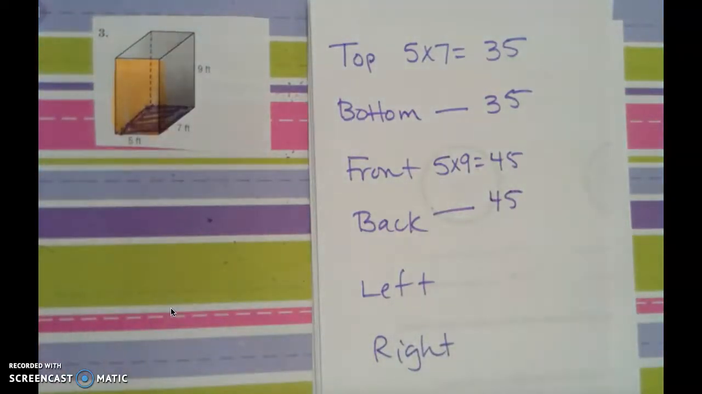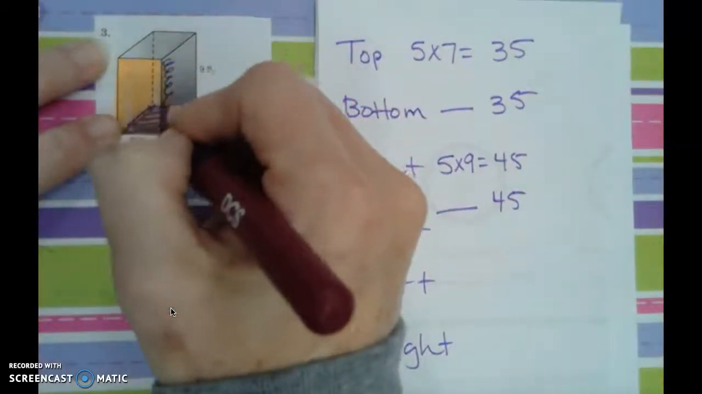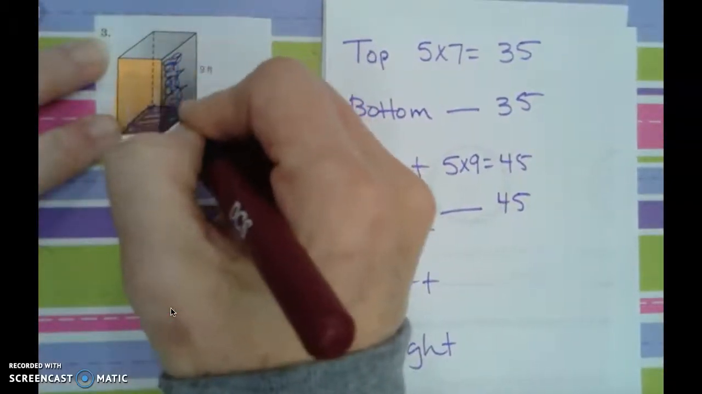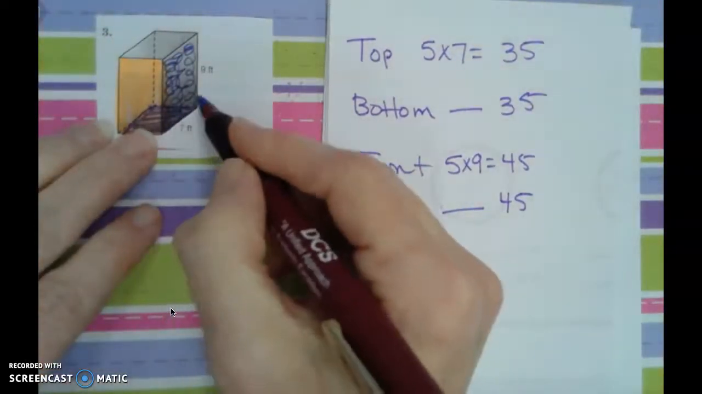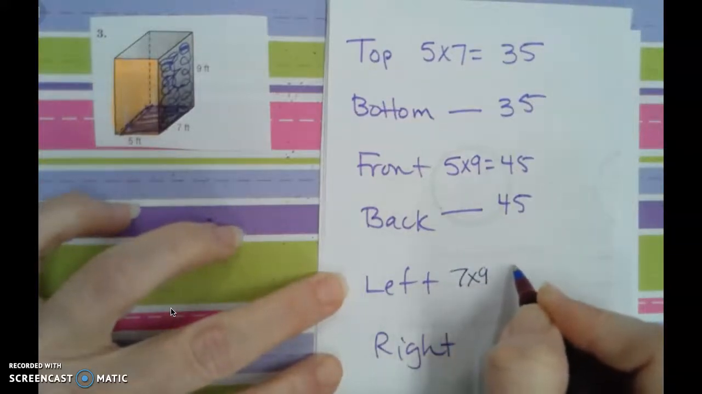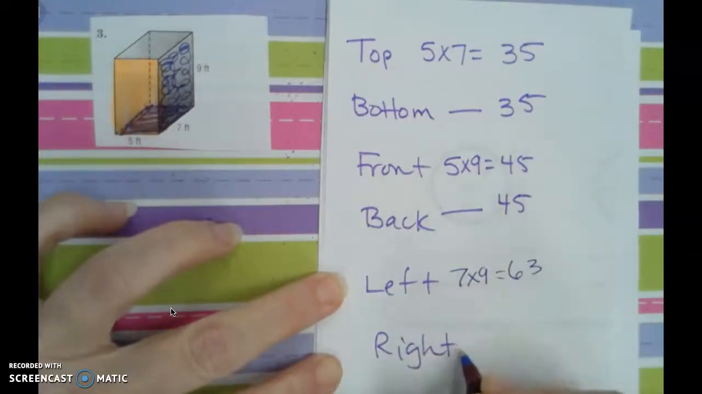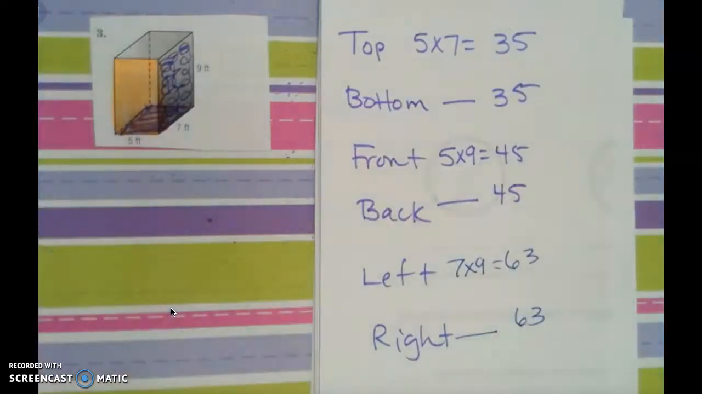Now we've got the left and the right. So I'm going to use these blue circles. Okay, so I've got 7 and 9. I'm hitting the 7, and then that up and down is 9. So 7 times 9 is 63. And so this piece is also 63.